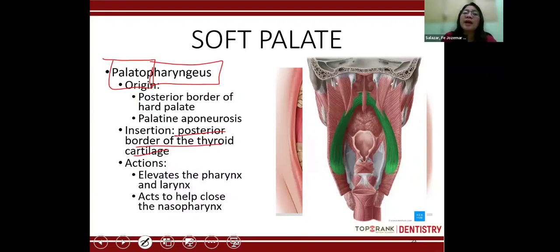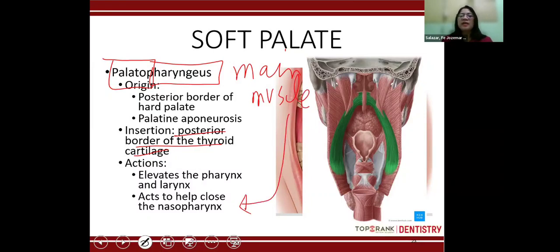Ewan ko ba bakit nila pinangalanan na palatopharyngeus. Sana palatothyroid na lang para naman mas madali, di ba? But then, it's called palatopharyngeus. So just take note of the insertion. It's on the thyroid cartilage. The actions are to elevate the pharynx and larynx, and this is the main muscle that will close off your nasopharynx.